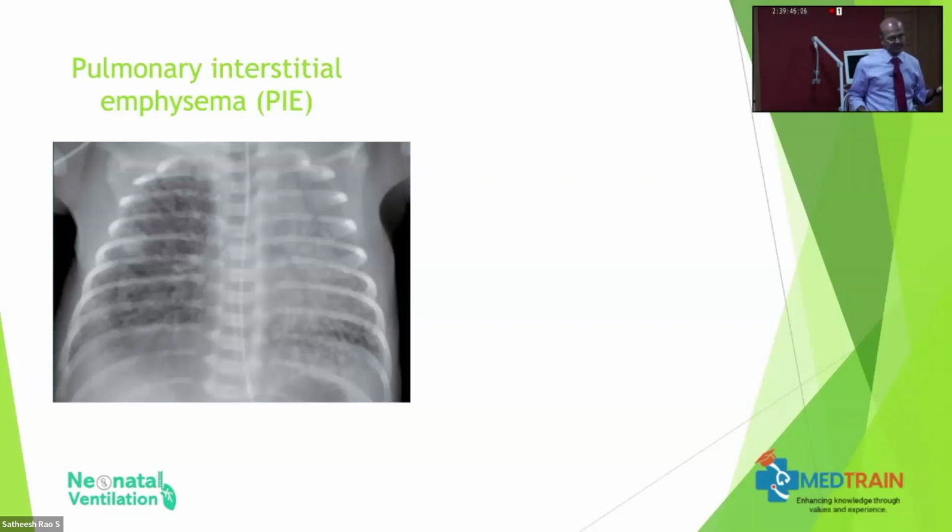So it's a difficult situation, and high frequency jet ventilation, if you have it, is an option, but we don't have it in most settings. High frequency ventilation is an option as well. You don't go to the lung recruitment strategy with the PIE. You don't recruit the lung in this setting. So PIE often leads to pneumothorax, and there is a high risk of BPD if a premature baby develops PIE. So once you have a PIE, you start talking of evolving BPD at the same time.